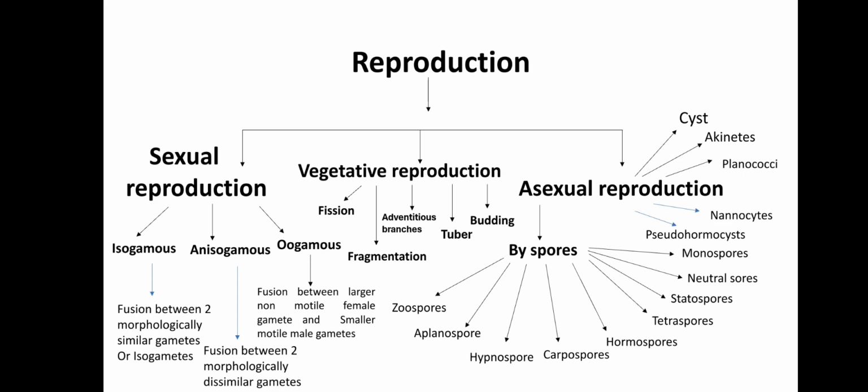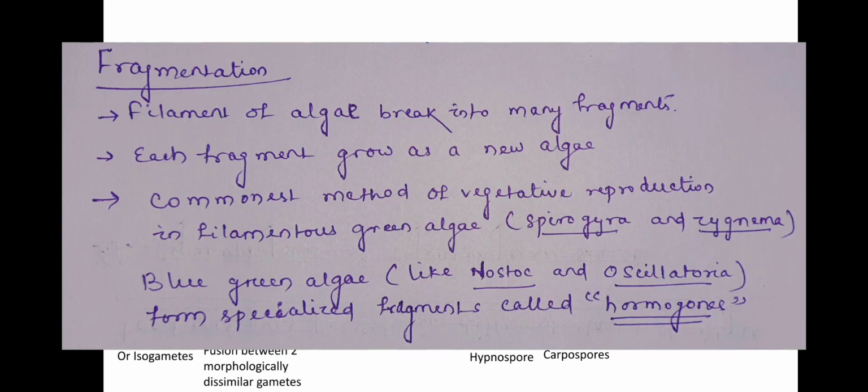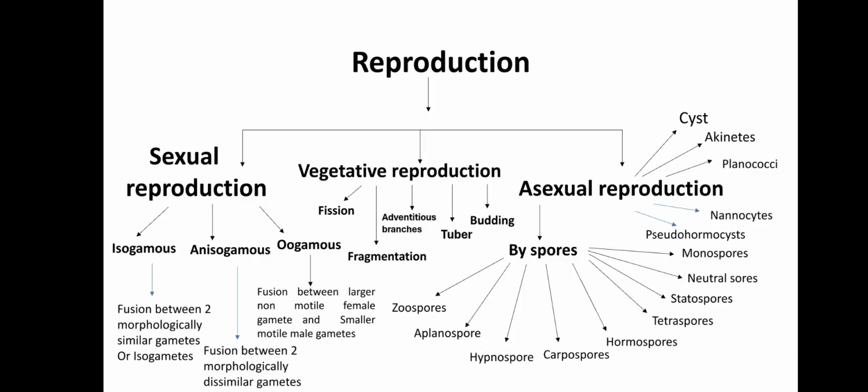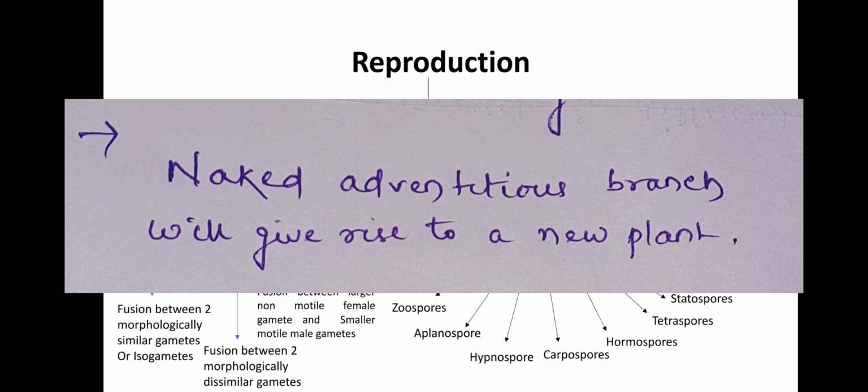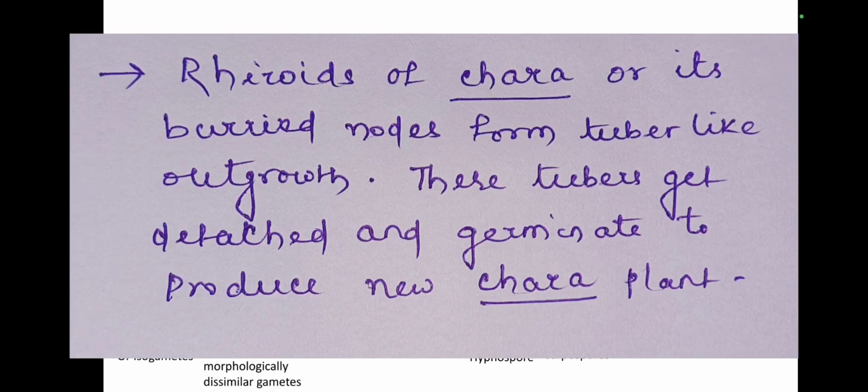Then fragmentation. The filament of algae breaks into different fragments and each fragment grows as a new algal cell. Then by forming adventitious branches, a naked adventitious branch is formed which gives rise to a new algal thallus. Then by tubers, rhizoids of the Chara plant or its buried nodes form tuber-like outgrowths, and these tubers get detached from the parent plant and germinate to produce a new Chara plant.